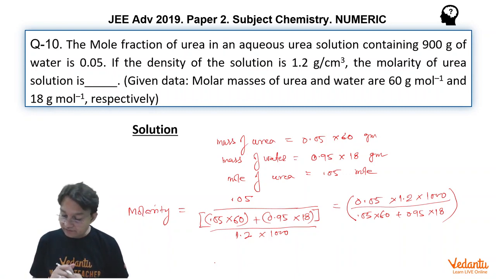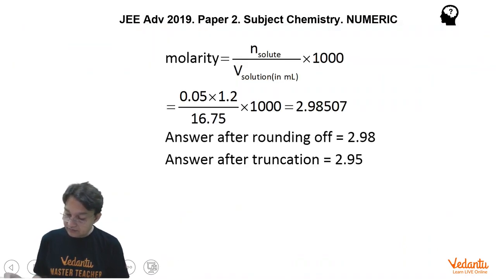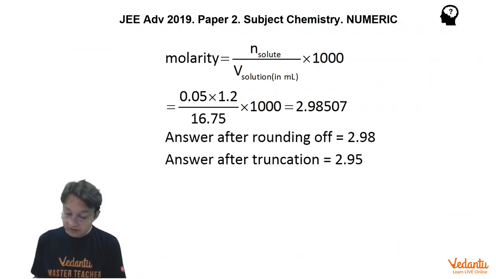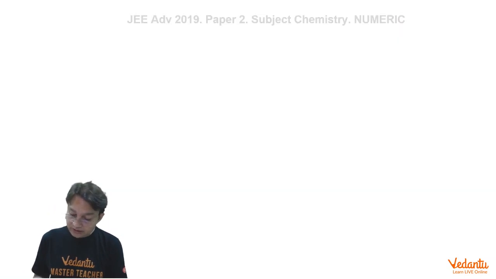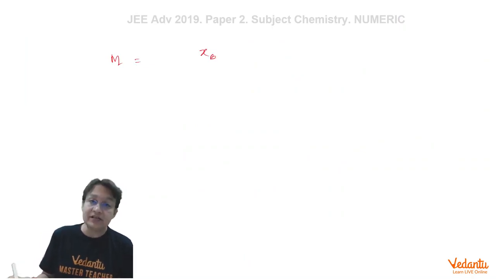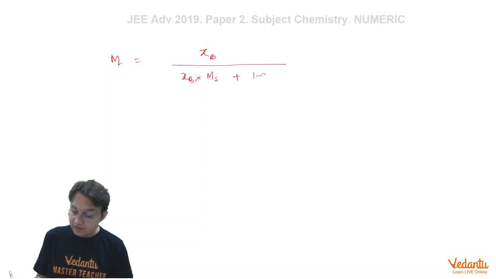That could be one way of solving the problem, simply going by the basic definition. And if we solve it, we are going to get the answer, which is equal to 2.98507. Can we do it also by the formula? So let us try a formula. The molarity will become the mole fraction of solute. Suppose XB stands for the mole fraction of solute, okay? So this divided by XB into molecular mass of solute plus 1 minus XB into molecular mass of solvent.